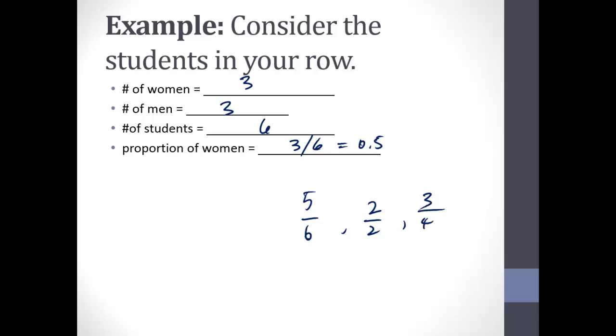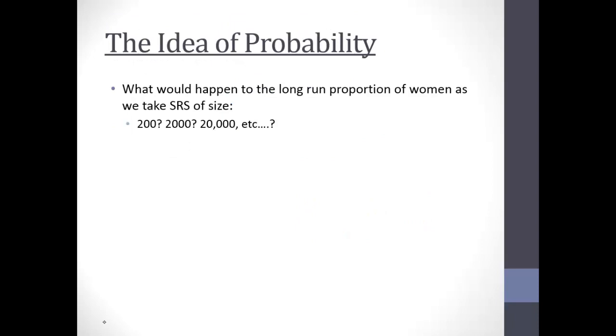So the point is that in each row, it's not a random sample, but each row is going to have a different proportion of women. And again, we have 6 people in a row, 4 people in a row, 5 people in a row, whatever. What would happen if each row had 200 people in it, and then we counted up the proportion of women in that row? Or what about 2,000 or 20,000? What proportion of women would you expect in your row as these numbers got bigger and bigger? Did I hear something?